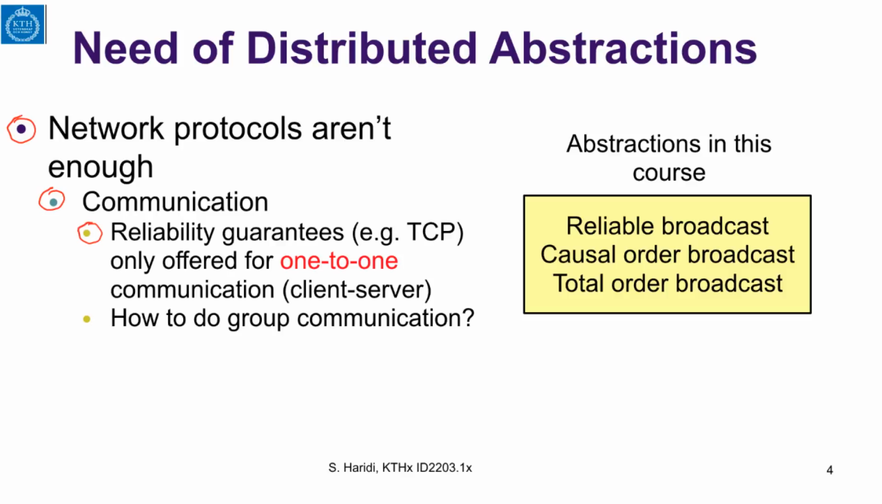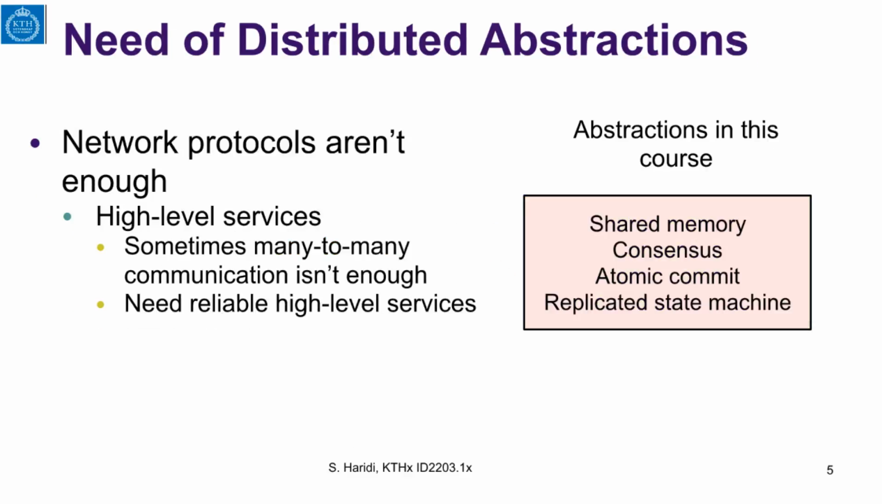But in many applications, we are talking about a group of processes, a group of machines. So in this course, we are going to cover a number of reliable services that are used for group communication, not only for one-to-one process communication. For example, we will cover reliable broadcast, causal order broadcast, and total order broadcast.